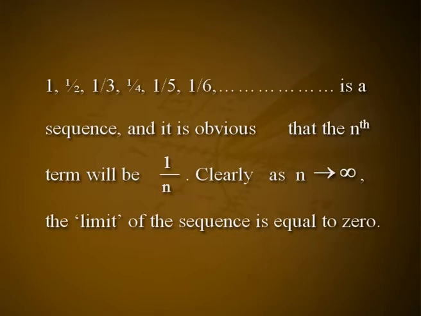But when we say sequence, we are not concerned with the sum of the values of the terms, whereas in a series we are interested in such a sum. For example, 1, 1/2, 1/3, 1/4, 1/5, 1/6, ... is a sequence, and it is obvious that the nth term will be 1/n. Clearly, as n tends to infinity, the limit of the sequence is equal to 0.